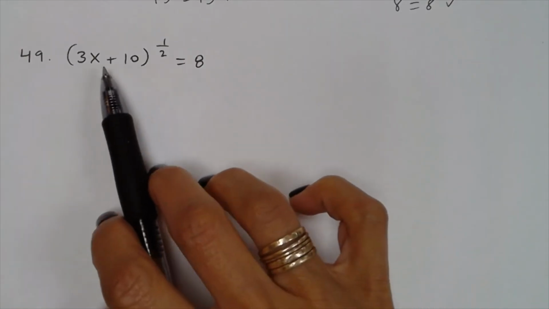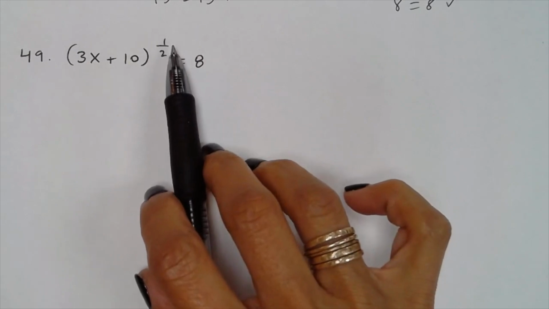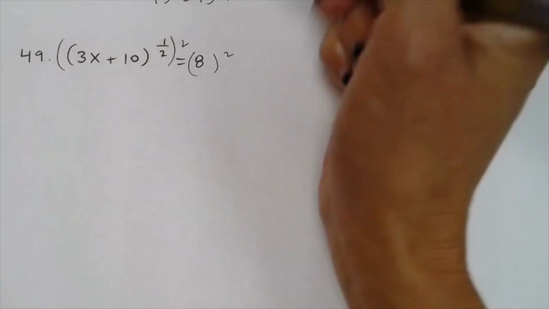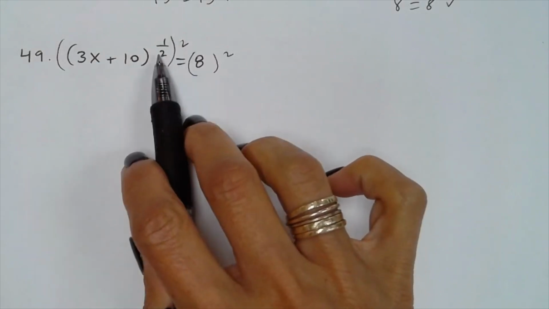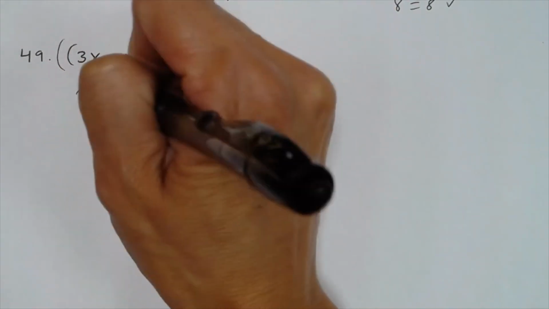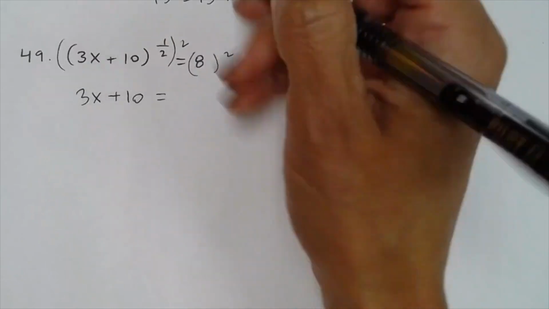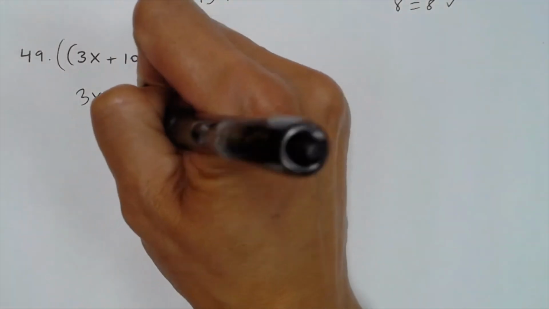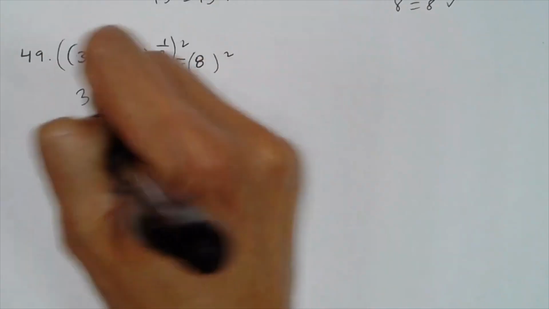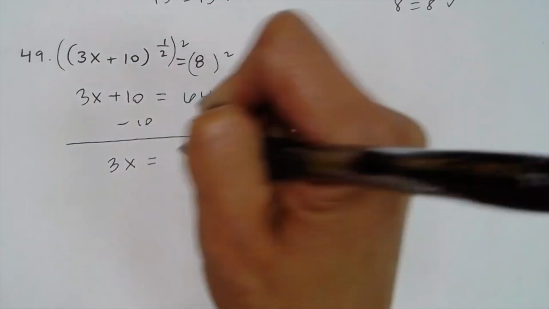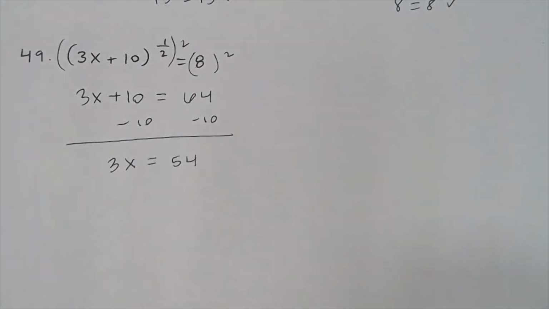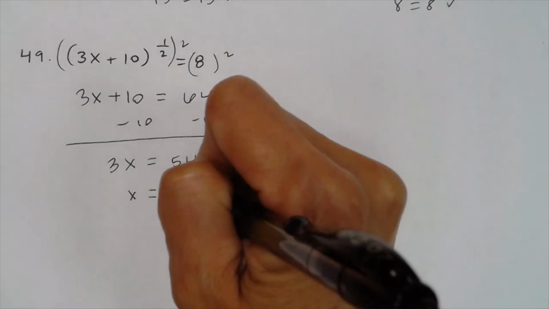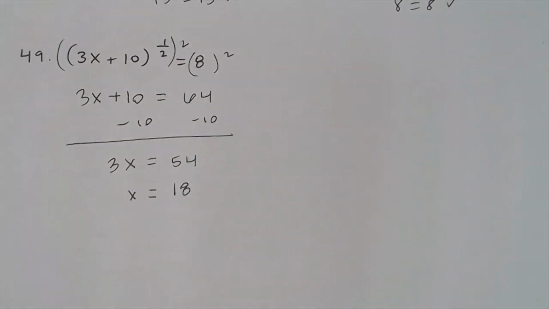For 49, we have 3x plus 10 all to the 1/2 equals 8, so we're going to square both sides. The 1/2 and the square, they cancel each other out, so you just have 3x plus 10 equals 8 squared, which is 64. And so now we have a linear equation. Divide both sides by 3. And then we're going to check that answer.